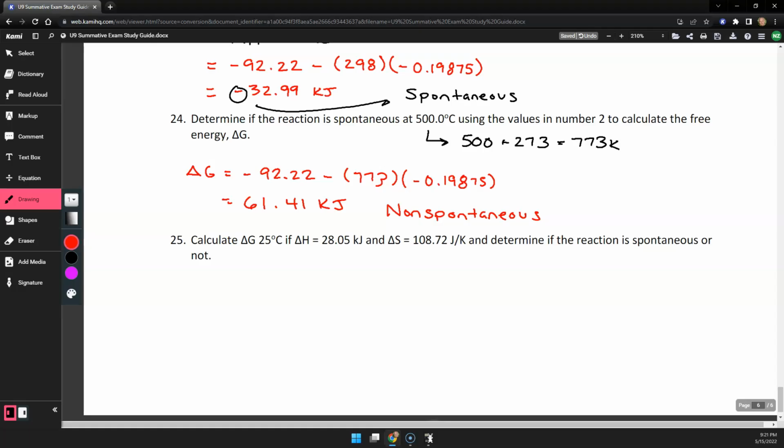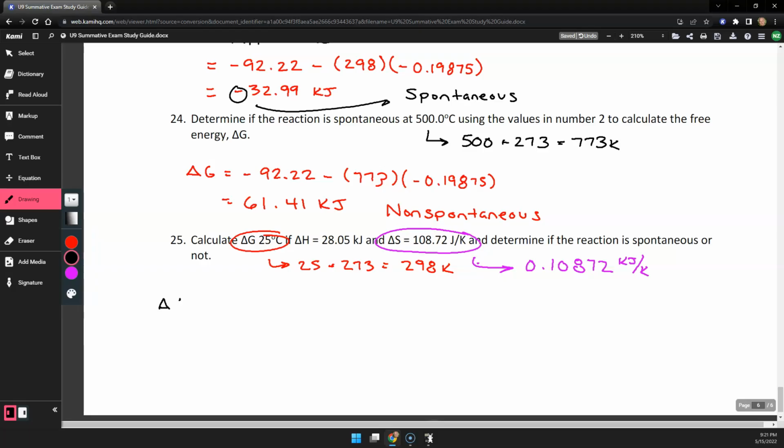All right, last question. Calculate delta G, 25 degrees Celsius, if delta H is 28.05 kilojoules, delta S is 108.72 joules per Kelvin, and determine if the reaction is spontaneous or not. Okay, so we need to convert this to Kelvin. 25 plus 273 is 298 Kelvin. And we also need to convert this to kilojoules. So this will be 0.10872 kilojoules per Kelvin, dividing by 1,000.